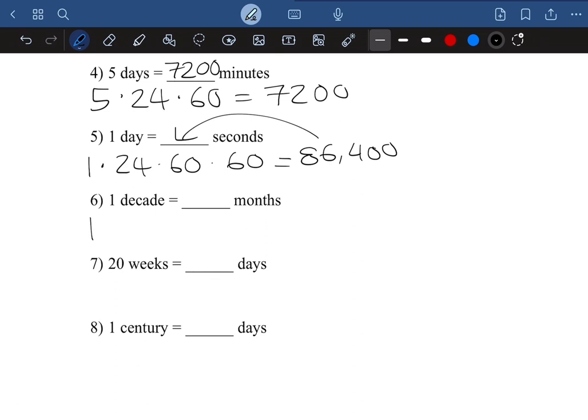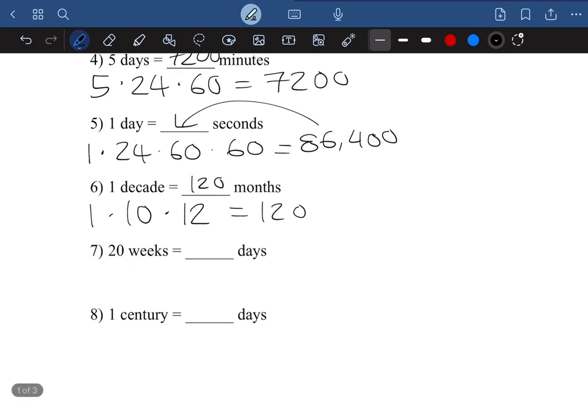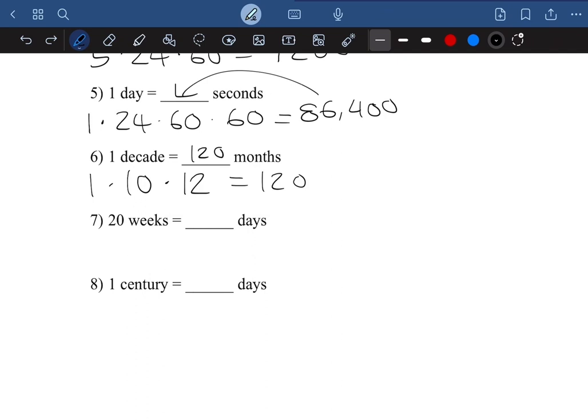So a decade has 10 years, so we multiply 1 times 10. And then each year has 12 months, so we multiply those 3 together to get 120 months. Number 7, 20 weeks is equal to how many days? So we have 20 weeks, and each week has 7 days, so we multiply 20 times 7, which is 140 days.